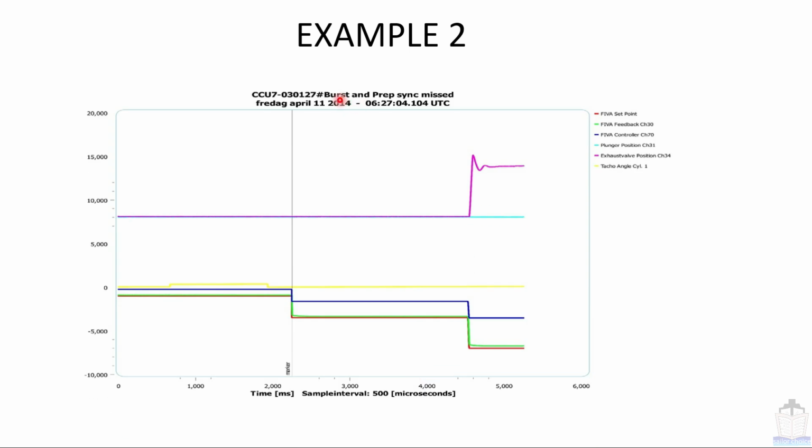Example number 2. The alarm is showing burst and preparation synchronization missed. This alarm is new. I don't know much about this one, but we can see here this marker line. Before this marker line something has happened, that's why this alarm has appeared.